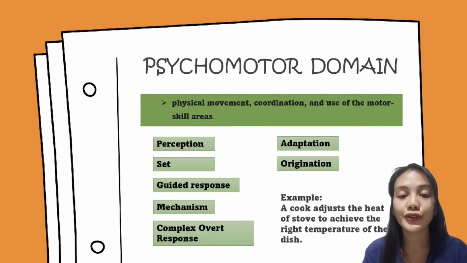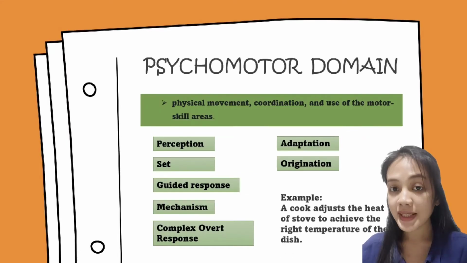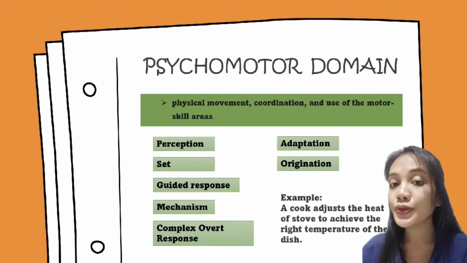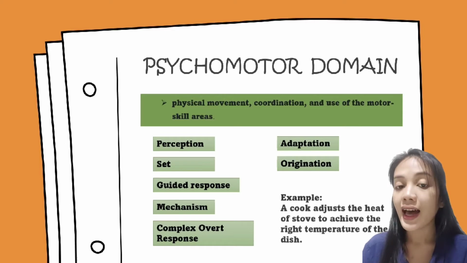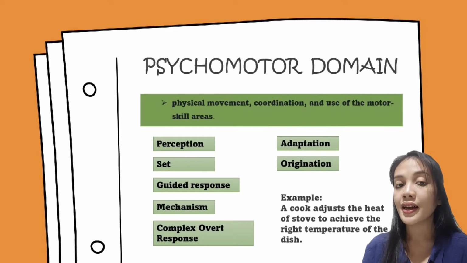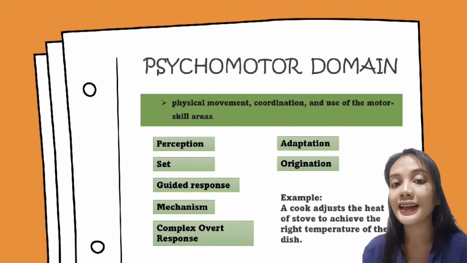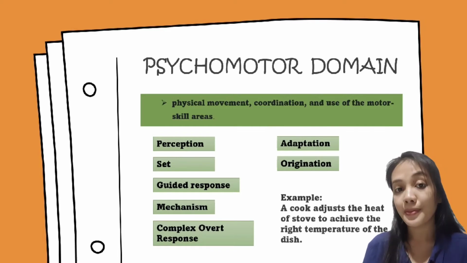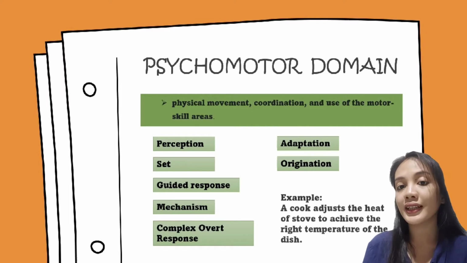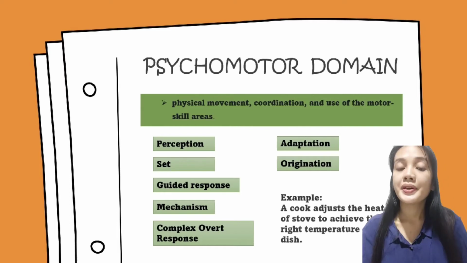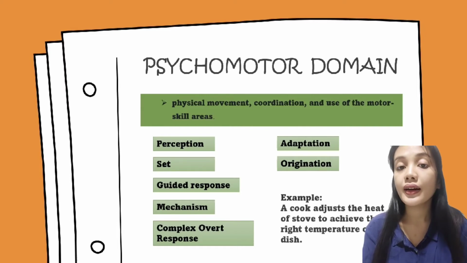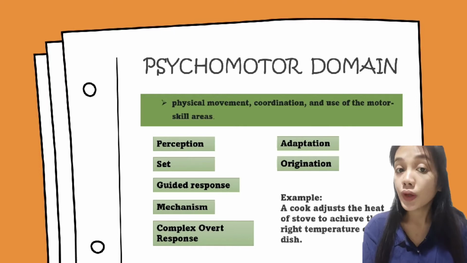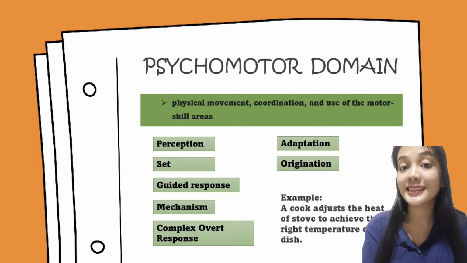Lastly is the psychomotor domain. This domain is about physical movement, coordination, and use of motor skill areas. In short, it's about motor skills and coordinating them. They have 7 categories under this: perception, set, guided response, mechanism, complex overt response, adaptation, and origination. Perception example: a cook adjusts the heat of the stove to achieve the right temperature of the dish.